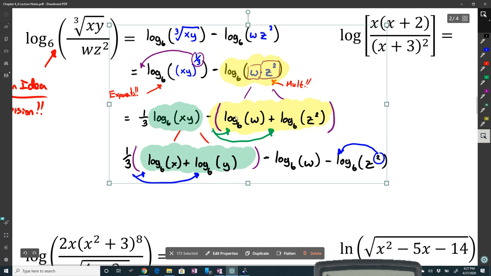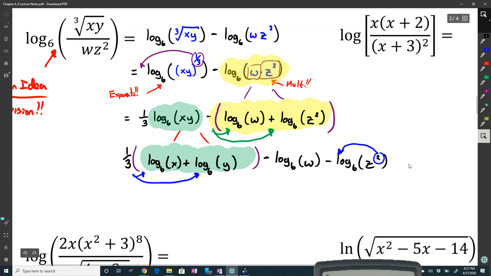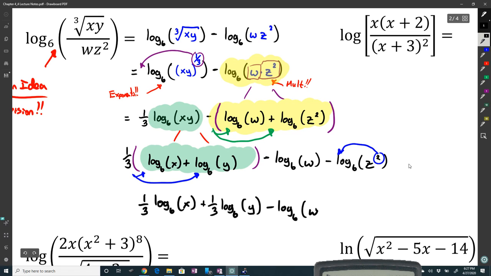These are fun. So your final answer is 1/3 log base 6 of x plus 1/3 log base 6 of y minus log base 6 of w minus 2 log base 6 of z. And there you go.